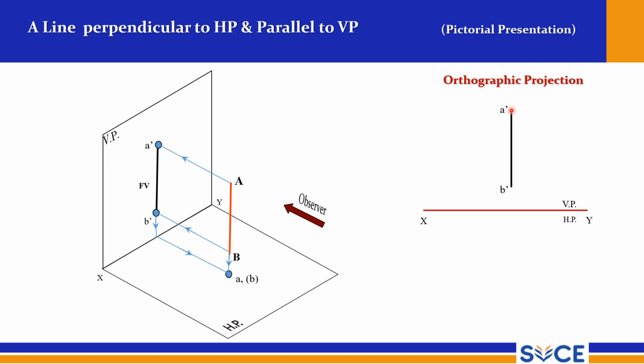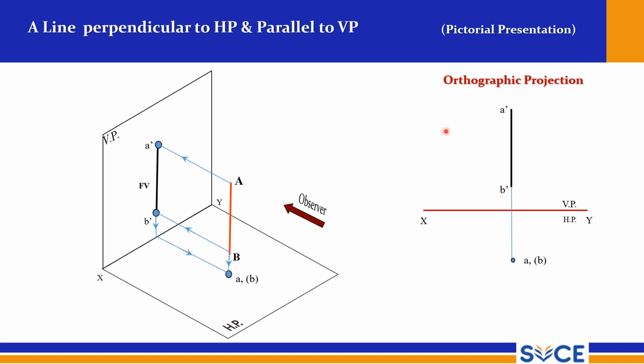From A dash and B dash, since they lie on the same straight line, a single projector will be sufficient to represent the top view. So from here draw a thin line, all projectors should be thin lines, and finally we mark a point. That point is the end point we can see in the top view. So that becomes A, with B within brackets.